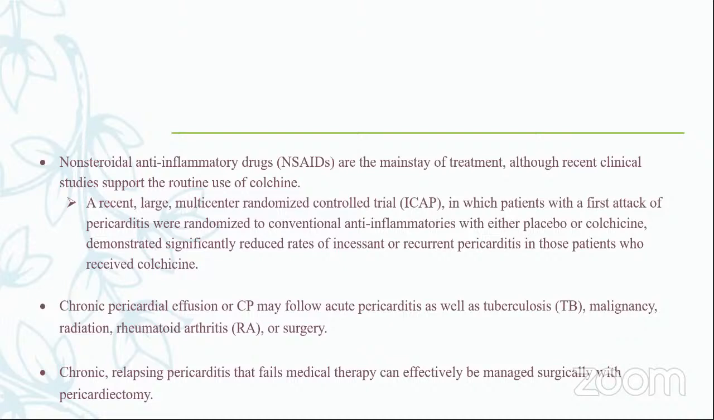So chronic pericardial effusion or constrictive pericarditis may follow acute pericarditis, as well as TB, malignancy, radiation, chronic disease, or surgery. Chronic relapsing pericarditis that fails medical therapy can be managed surgically with pericardiectomy.